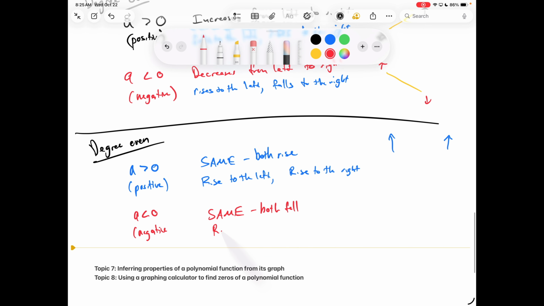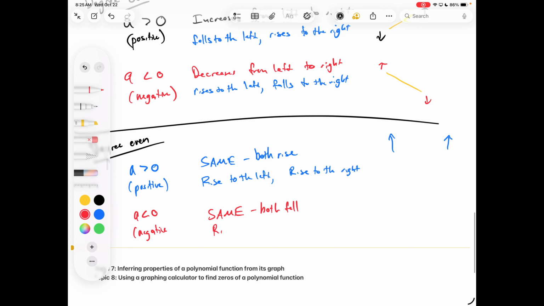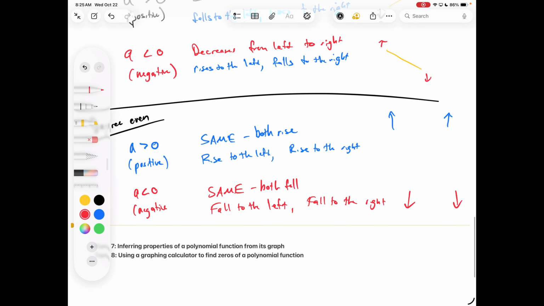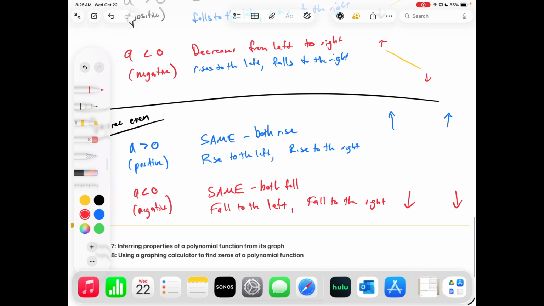So this would be fall to the left, fall to the right. So this would be like a parabola opening down. I forget that because y'all know how to do the parabolas. Y'all answered that question real quick when I asked it a minute ago, but if it's even, it's easier. So that's the first thing we got to check.